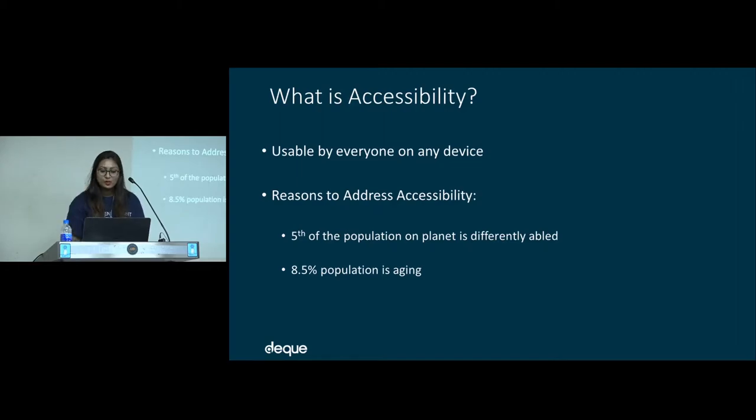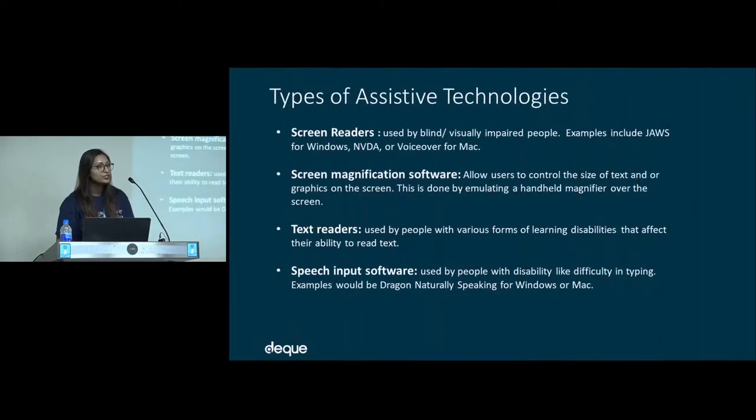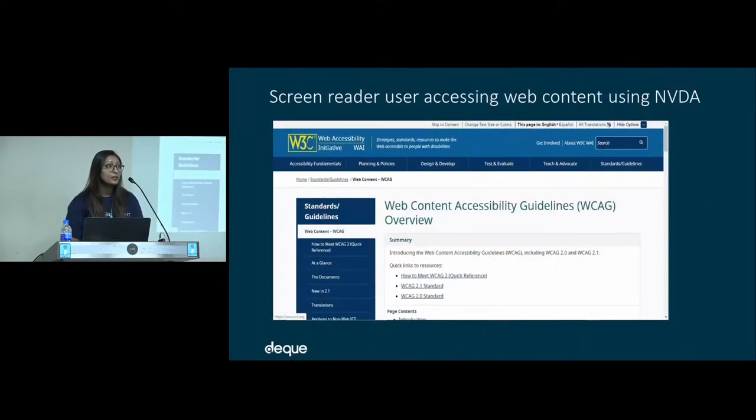Now, people with different disabilities actually use different types of assistive technologies like screen readers, screen magnifiers, voice recognition tools to access the web content. In the next slide, we're going to see how a blind person or a partially blind person accesses the web content using a screen reader and NVDA.